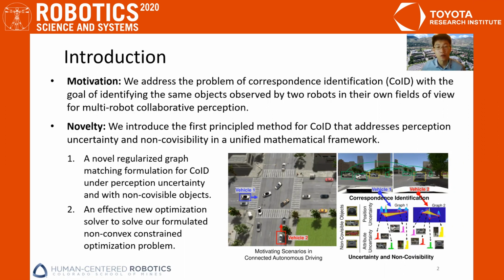So, we propose a novel regularized graph matching formulation for correspondence identification under perception uncertainty and with non-covisible objects. Then we design an effective new optimization solver to solve this non-convex optimization problem.